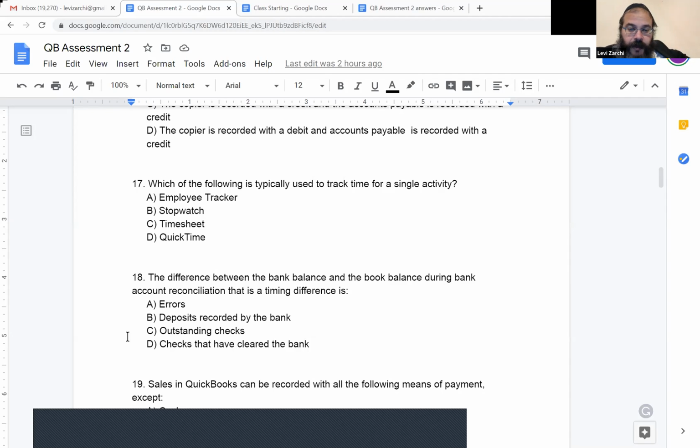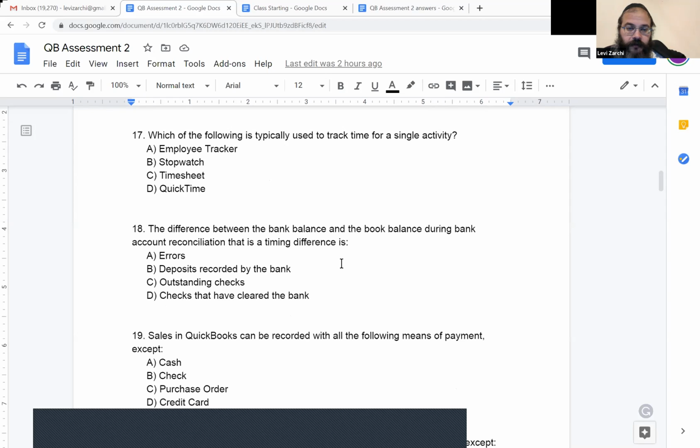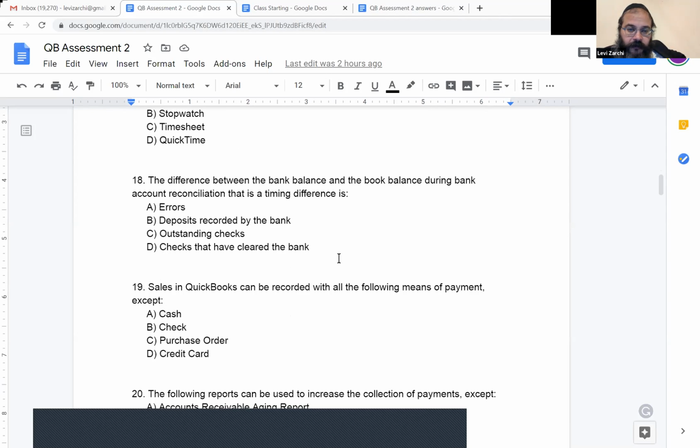The difference between the bank balance and the book balance during bank account reconciliation is a timing difference. What was the question asking? We have a bank statement, so we can see the balance at the end. The book balance is QuickBooks. Obviously there's a difference, so they're not matching up. We're saying it's a timing difference. So it's not an error, because an error has to be corrected in one of the areas. Timing difference means just give it some time and it's going to sort itself out.